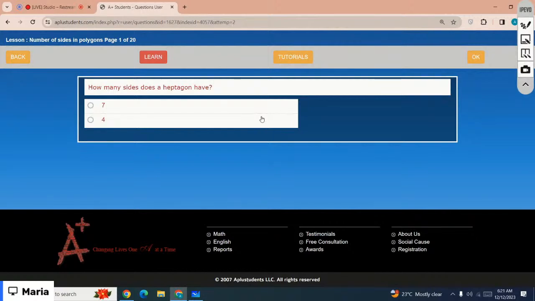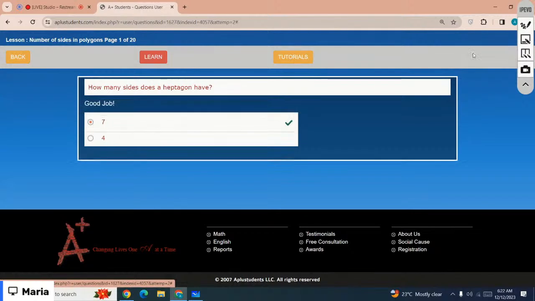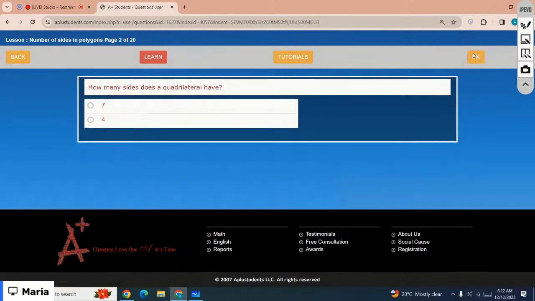Heptagon has seven sides. The correct option is seven. No, heptagon has seven sides. The correct is seven. How many sides does a quadrilateral have? Which option?